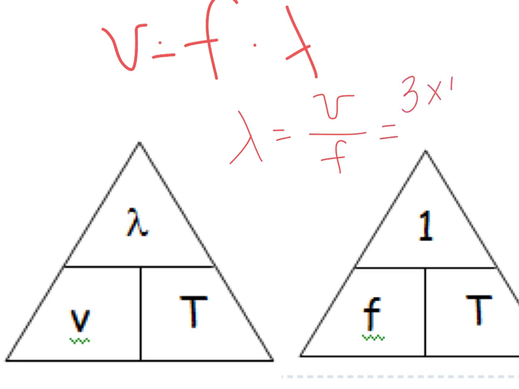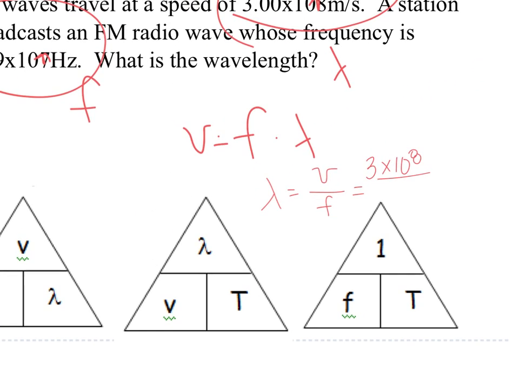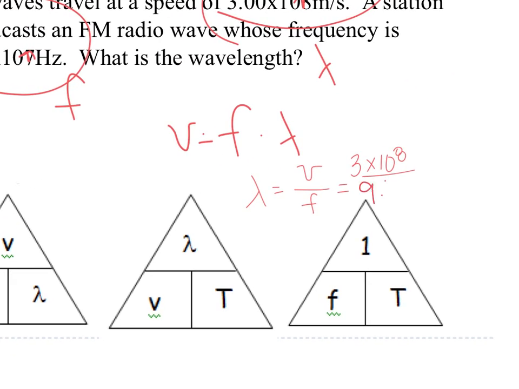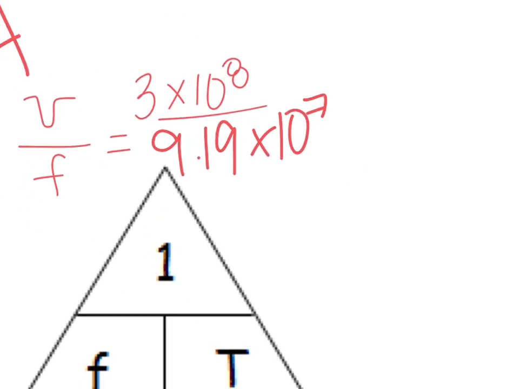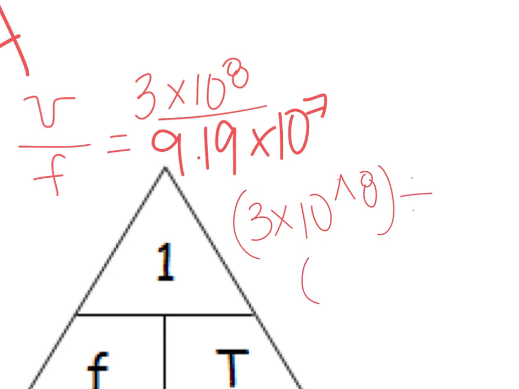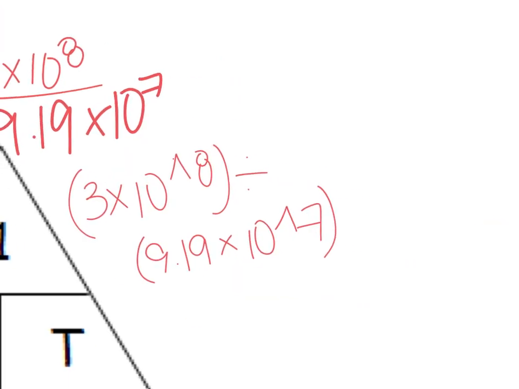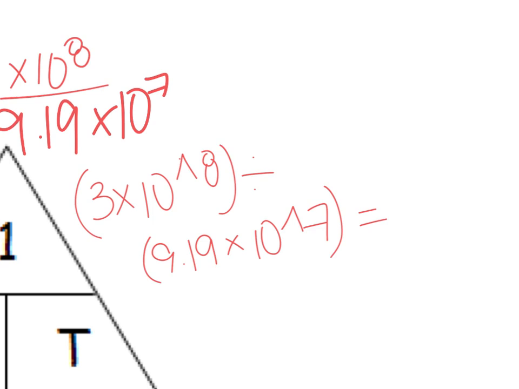My speed is 3 times 10 to the 8th, and my frequency was 9.19 times 10 to the 7th. You guys are going to need a calculator. In order for this to work out, you need to use parentheses. 3 times 10 caret 8, divided by parentheses 9.19 times 10 caret 7, close the parentheses, then hit equals. Okay? If you do not use parentheses, you're going to get the wrong answer.